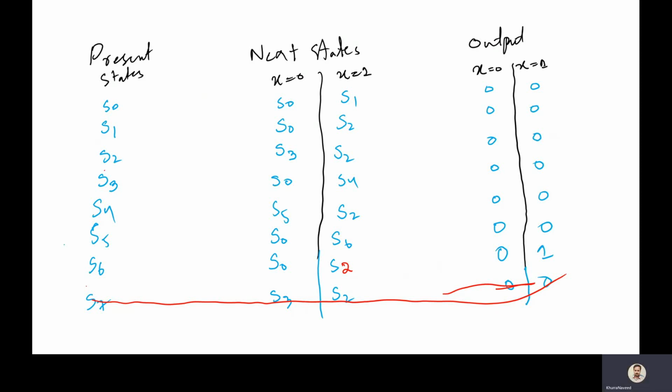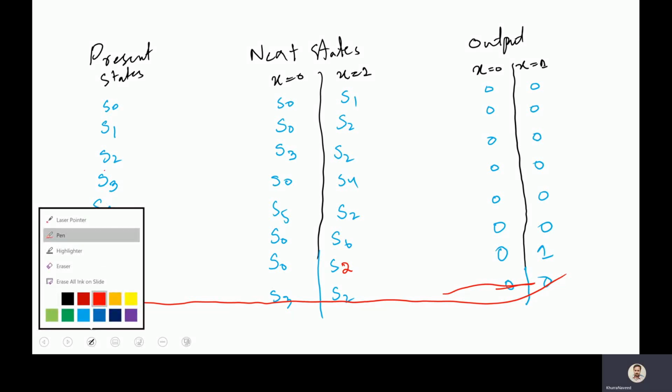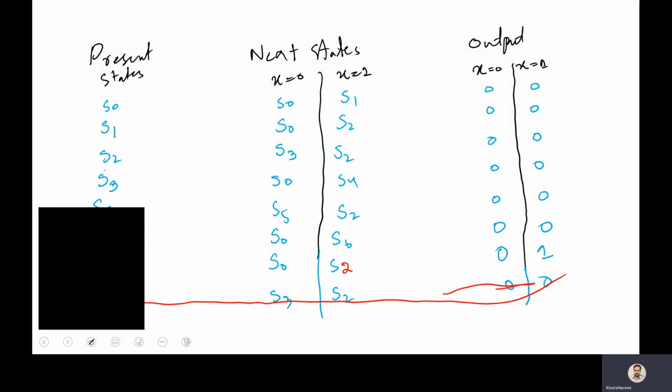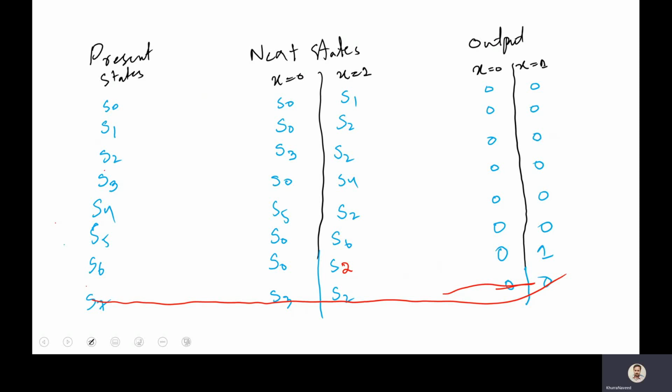So now we move to the next stage where we will develop a state table. In order to develop a state table, we need to assign binary codes to each of these states. Because we have 7 states, in order to cater for 7 states, we need 3 flip-flops. That means we will assign a 3-bit code to each of these states. So let's say this is 0, 0, 0. This is the reset state.